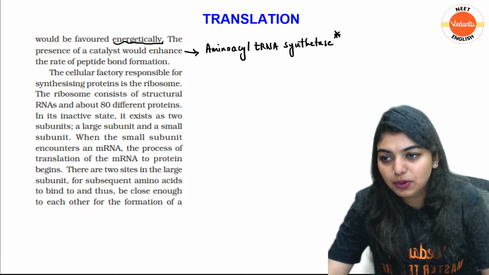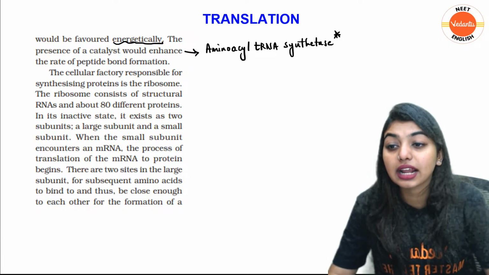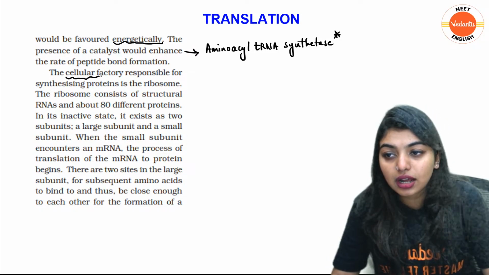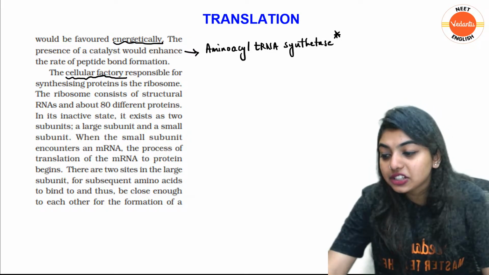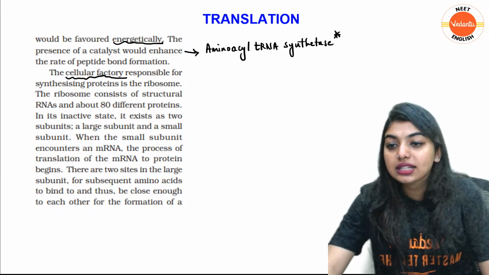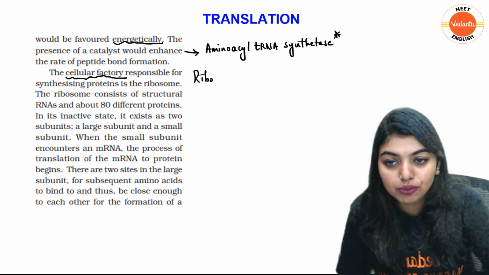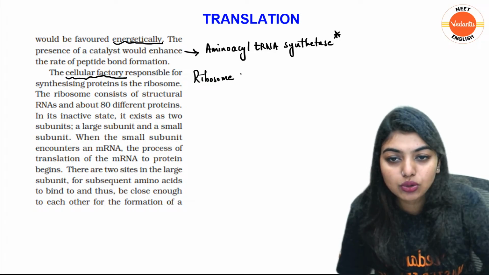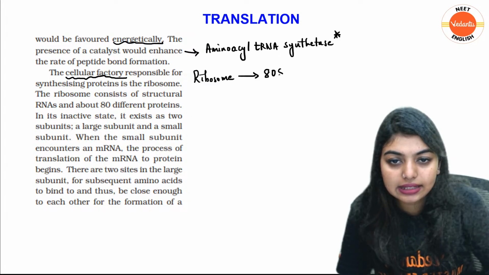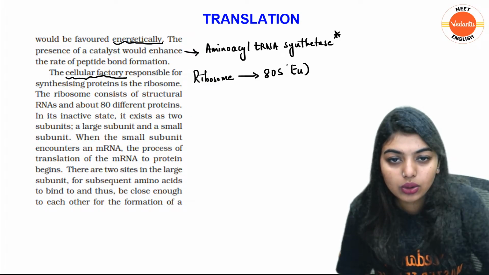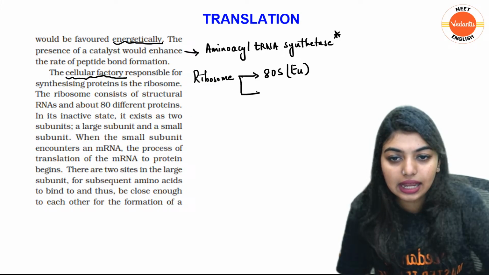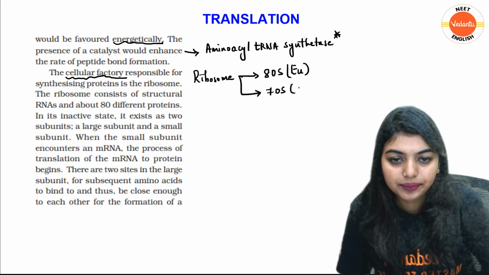The cellular factory responsible for synthesizing protein is the ribosome. So the question can come: who is the cellular factory in translation? Your answer should be ribosome. And which ribosome are we using? The ribosome we are using is 80S in eukaryotes and 70S in prokaryotes.